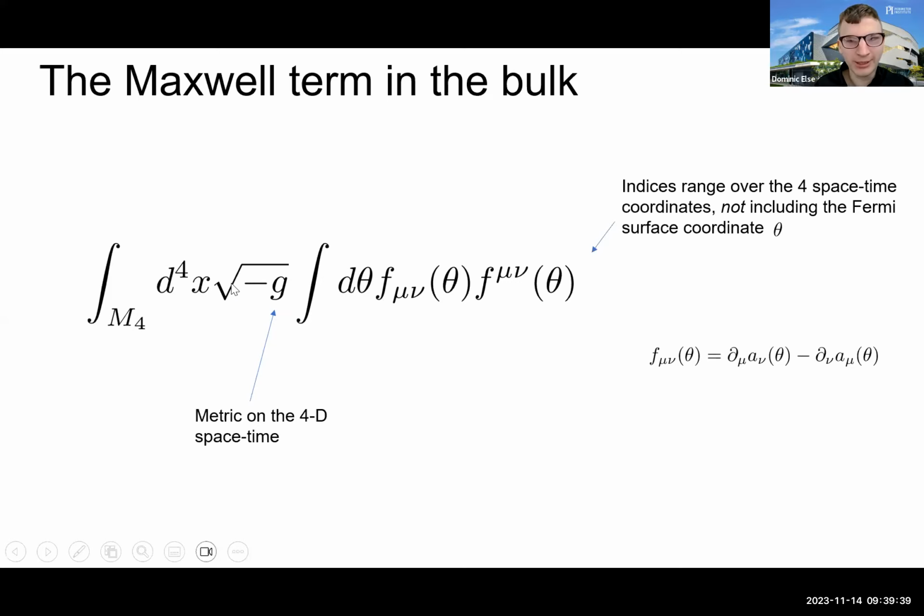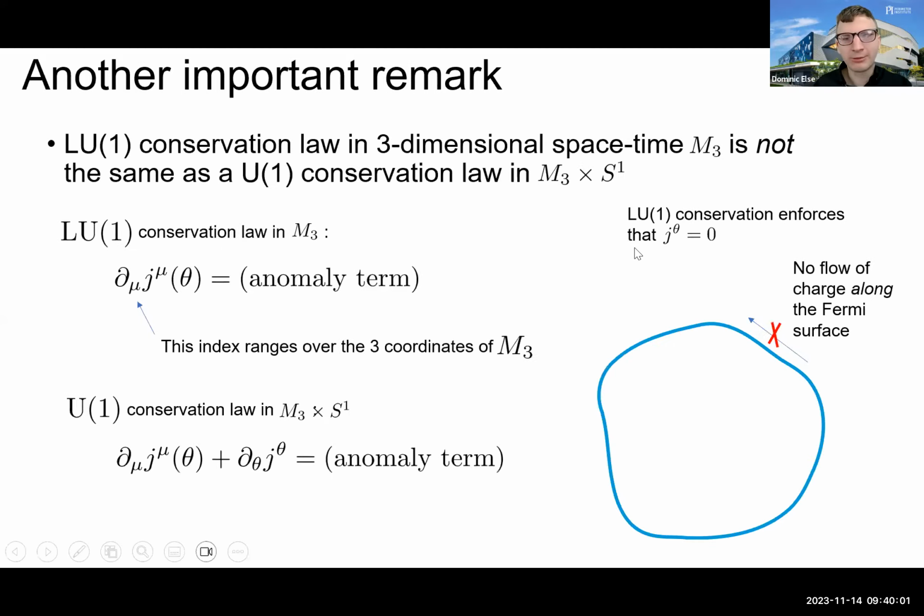So the metric that appears in the determinant is a 4D spacetime, and also when we contract these indices, we only contract over these 4 spacetime coordinates. So you don't contract over the Fermi surface coordinate. And that's necessary for a Maxwell term to be like this and not like the Maxwell term of the 5D theory, because if you did write the Maxwell term for a 5D theory, that would be due to having a structure like this, which is not what we want.